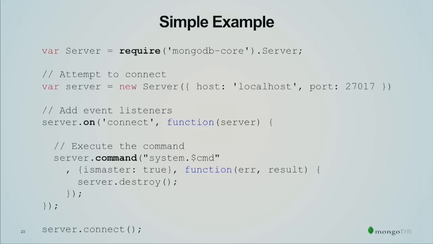In this case, we're connecting to a server, and we're registering a listener on the connect event. And when we then get an actual connect event, we're going to execute the command ismaster, and we're going to do that against systems.$command. Who knows what systems.$command is? And that's why you shouldn't be using this, probably. This is a magic command collection that exists in MongoDB. That's how you execute commands. And at the end, we just destroy it. So that's basically the core of MongoDB core.